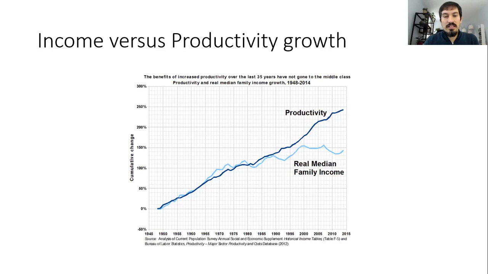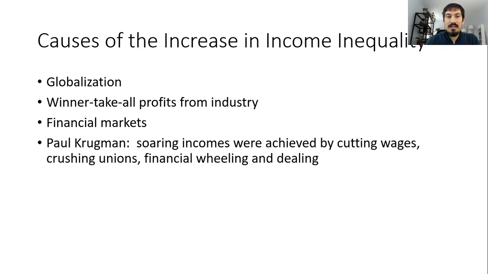It used to be that productivity and income were really closely tied. All the benefits of the new technologies were shared with the workers, the labor of those technologies. And then something happened in the 80s where it stopped being true. And still it's not true. This blue line keeps going up, and this light blue line is pretty flat. And so that's the economic story of income inequality.